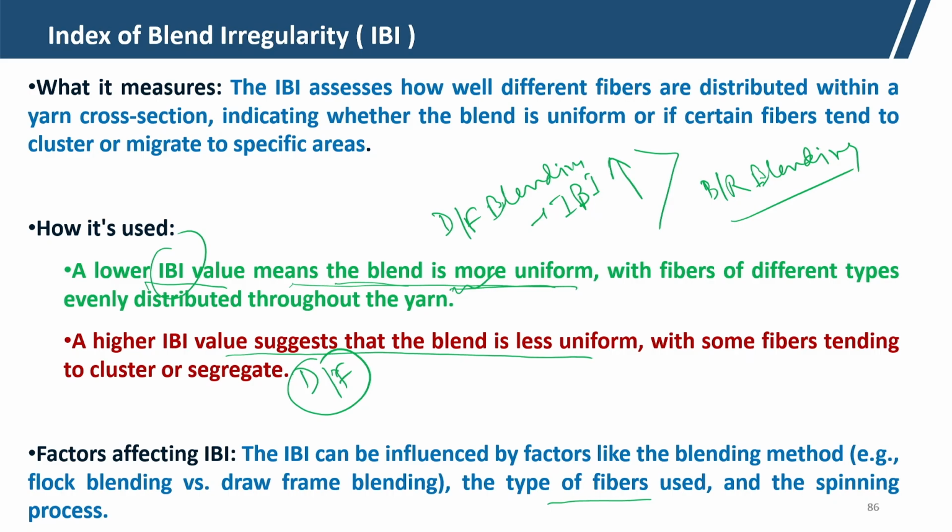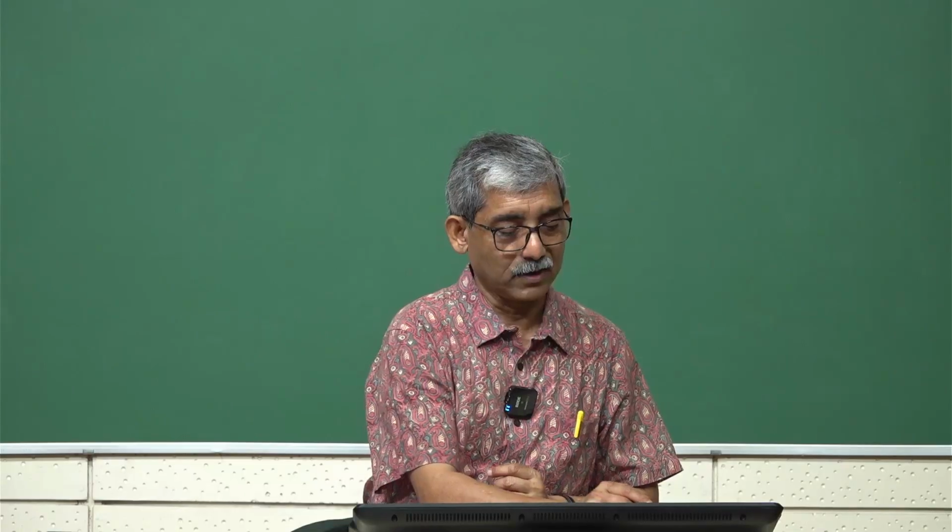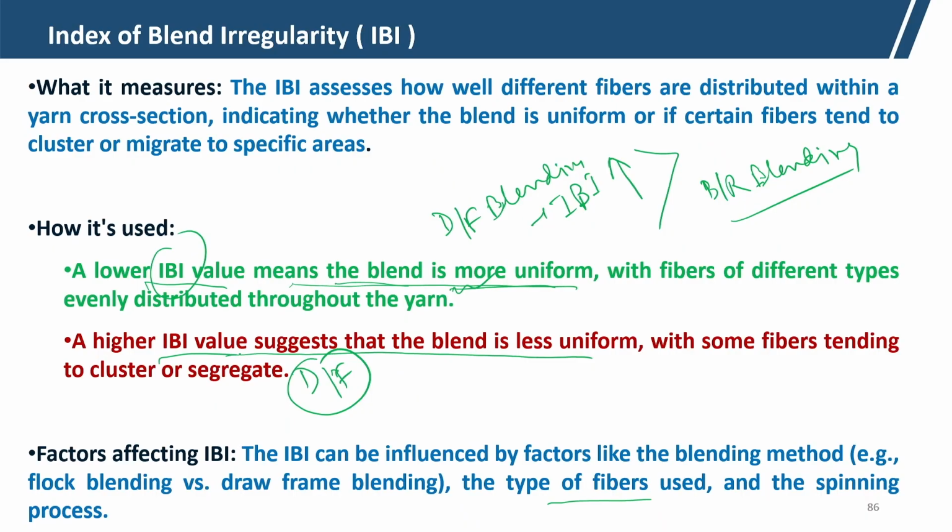The spinning process: as we have already mentioned, if proper metering is not there, if proper opening of fibers is not there, or if the setting is not kept properly, in that case the IBI value will be high.